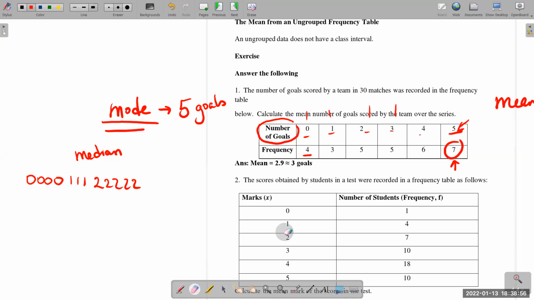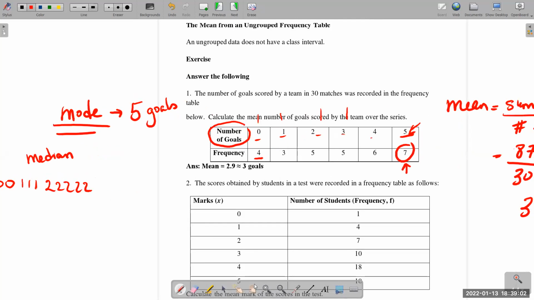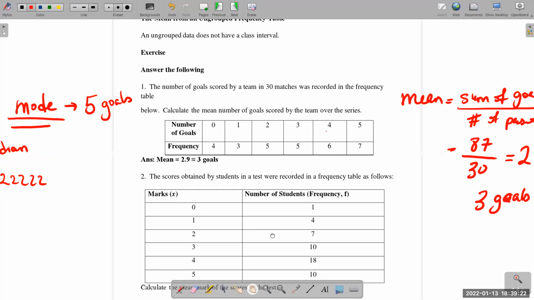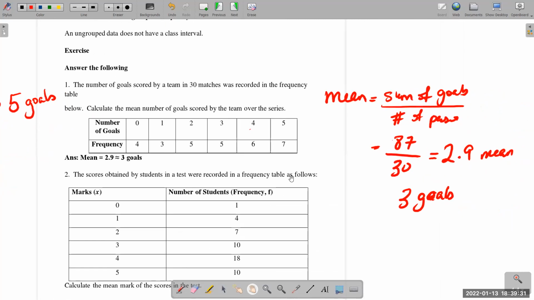Talk to me. Everybody see why it would be difficult to use the raw data method to find the median? So obviously, because this is so many numbers, we cannot outline every goal and then find the middle goal. But what we do know is, what do we know? We know that the total number of goals in general was how much? Didn't we find that before? How many goals were made overall? 87. Right or wrong?